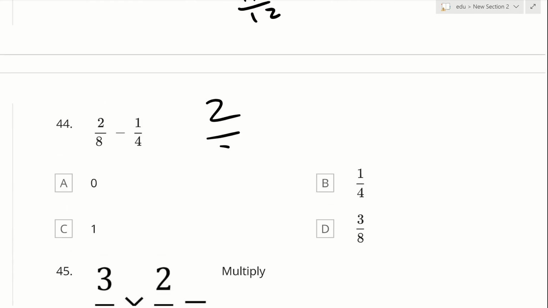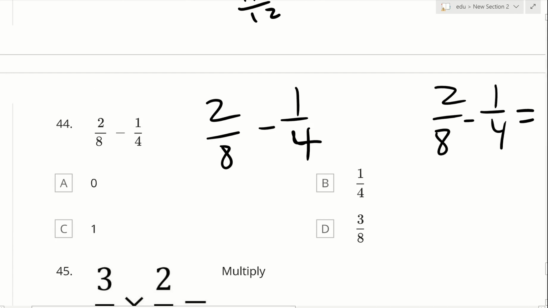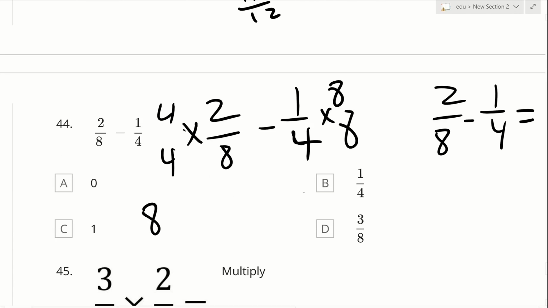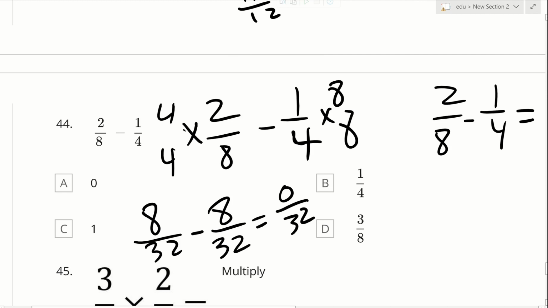Same thing here, 2 over 8 minus 1 over 4. There's two ways you can do this, but just so you don't get confused, we'll do it the way we always do. I'm going to multiply this by 4, multiply this by 8. 4 times 2 is 8, 4 times 8 is 32, minus 1 times 8 is 8, 4 times 8 is 32. 8 minus 8 is 0 over 32. 0 divided by 32 is just 0.